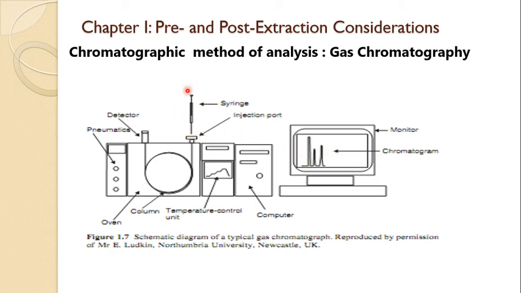Whatever sample we have to analyze, for example an air sample, whatever organic compounds are present get desorbed in this syringe, and that gets injected through this. In this column they get separated and we get such a type of chromatogram.